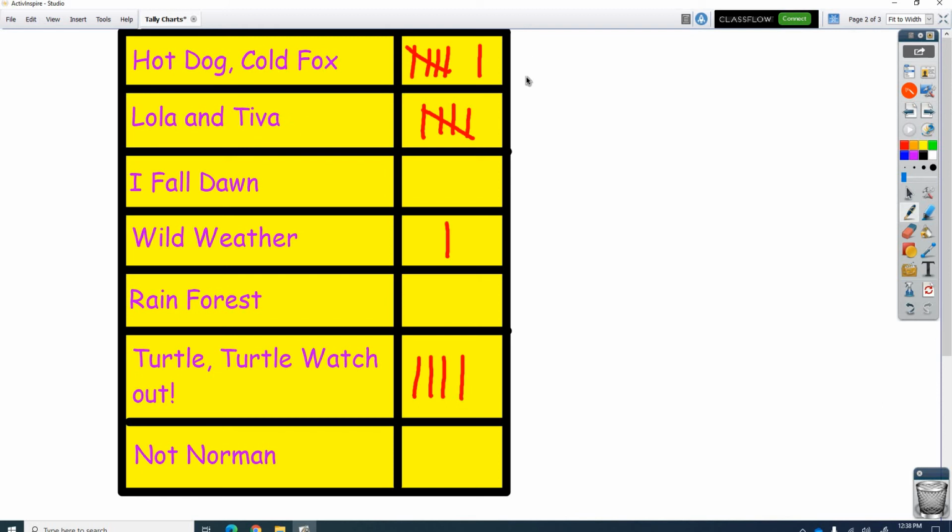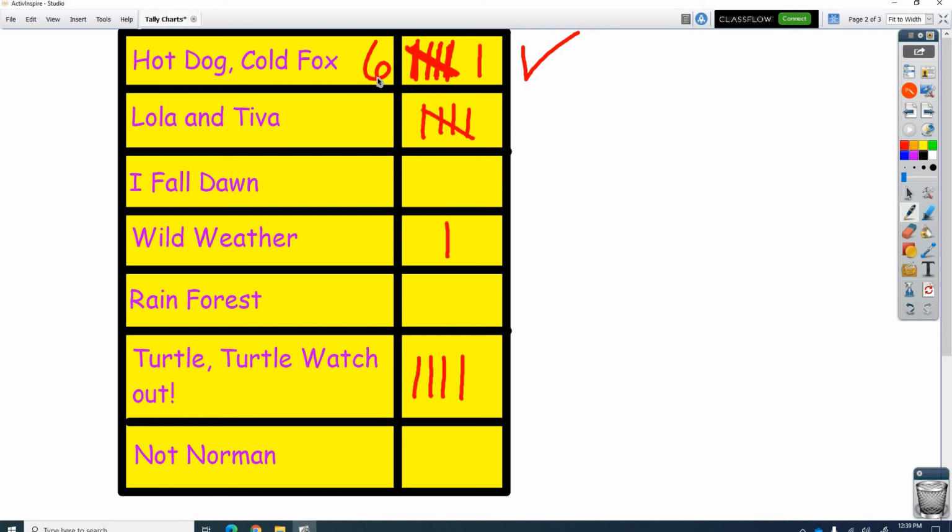Yes, it was Hot Dog Cold Fox. It got the most because it has the most tallies. Now, how many votes did Hot Dog Cold Fox get? That is the number 6. Because all these lines that I drew with a line that goes across like that, that stands for 5. Because look, 1, 2, 3, 4, 5. When you get to 5, you put a cross line like that to show 5. So it has 5 and 1 more, which makes 6. So Hot Dog Cold Fox got 6.